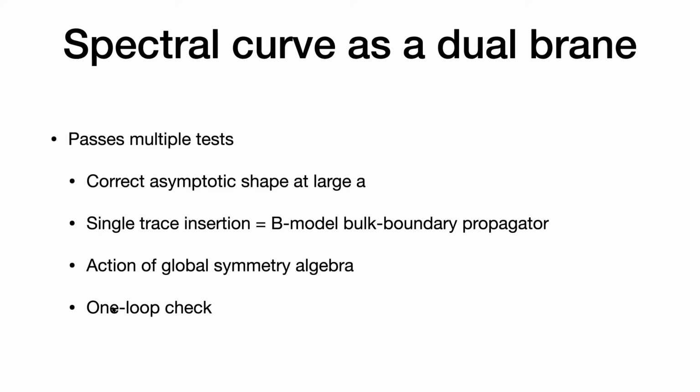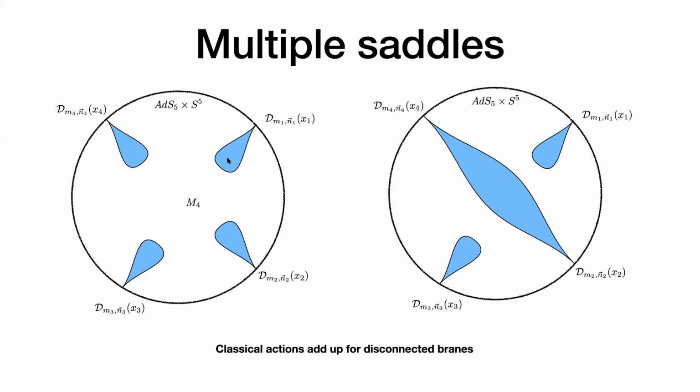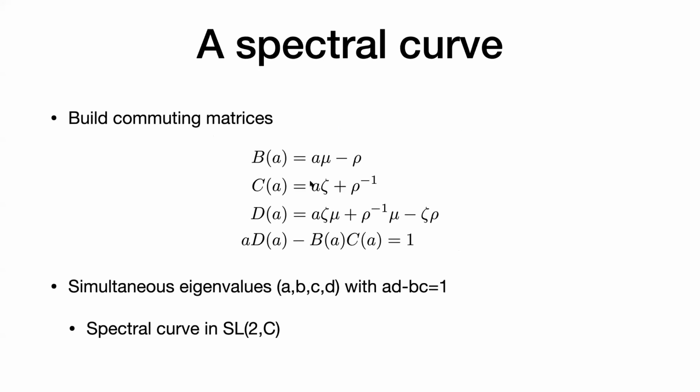And finally, we did a one loop check, in the sense that we looked at situations where you adjust your parameters so that two of the branches of the D-brane touch inside SL2C. The one loop correction in the B-model diverges in that limit, and we find the corresponding divergence in the matrix model and in the chiral algebra calculations.